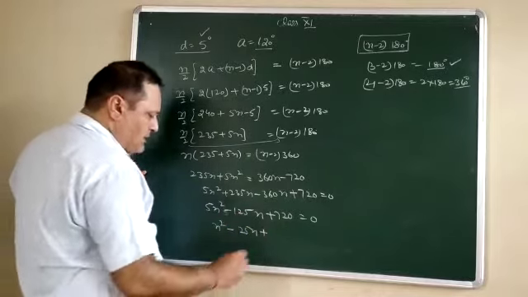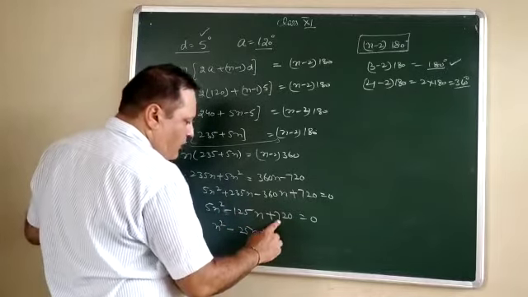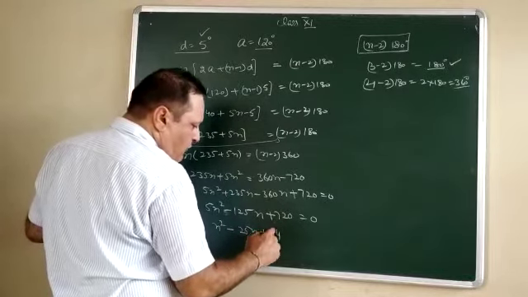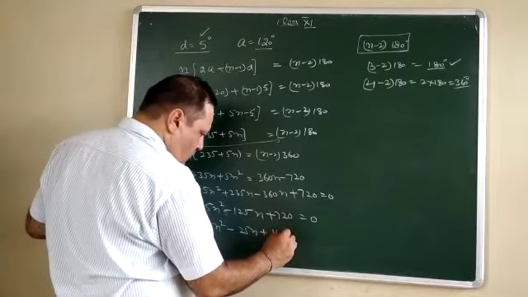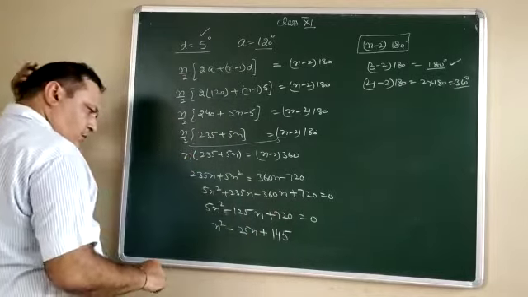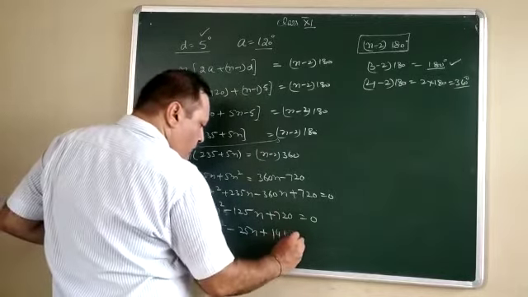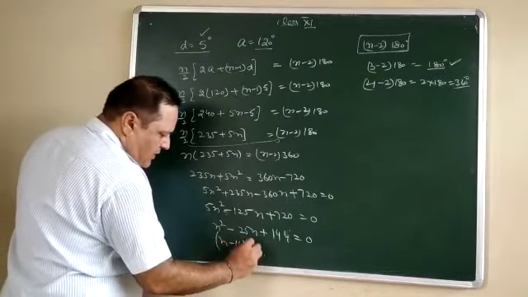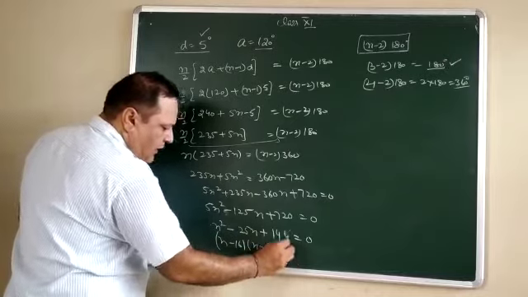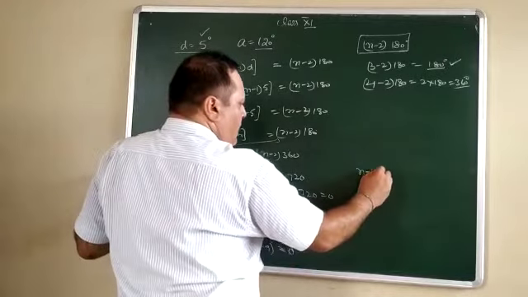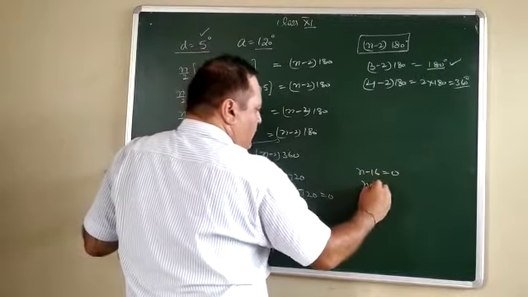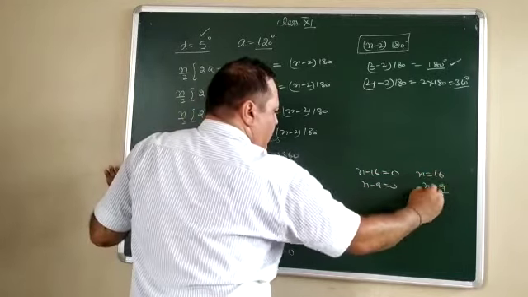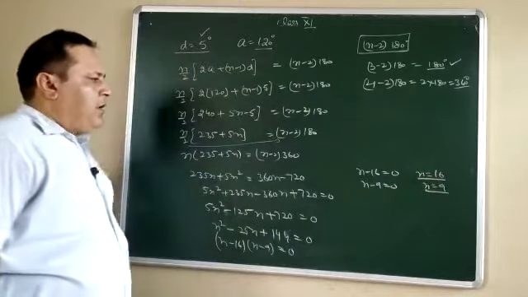So n square minus 25n plus 144 equals 0. Now you can factorize. It is n minus 16 and n minus 9. So n minus 16 is equal to 0, n minus 9 is equal to 0. n is equal to 16, n is equal to 9. Here are the two answers.